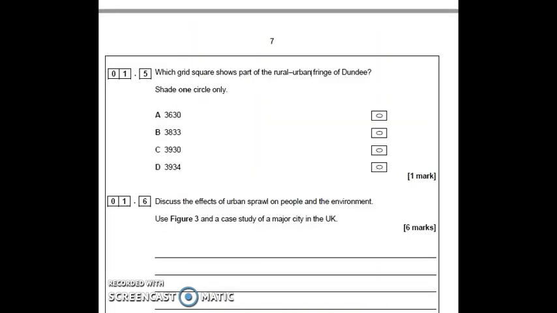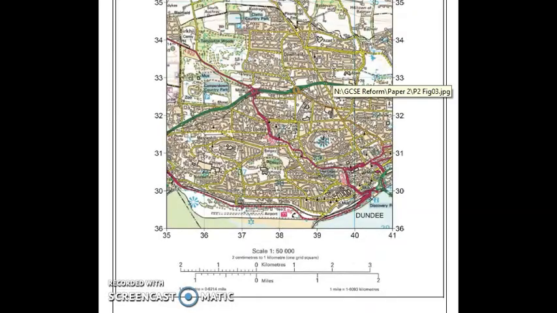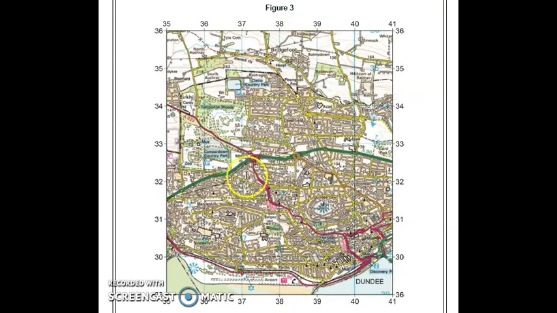1.5. Which grid square shows part of the rural-urban fringe of Dundee? Shade one circle only for 1 point. So the rural-urban fringe, this is an area right at the edge of the city. The land use normally would be agricultural, basically farmland, greenfield sites. So we have a look at the map. Remember, when you're looking for a grid reference, you've always got to go along the bottom first and then up the stairs. The correct answer here is D.